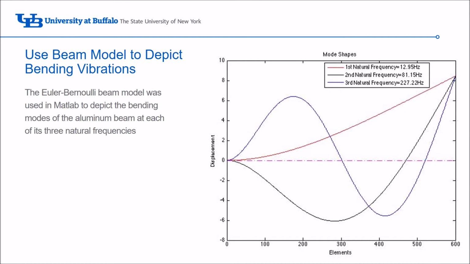The three beam modes were plotted in MATLAB and can be seen in the graph shown. One static node can be observed in the second mode, and two static nodes can be observed in the third mode.